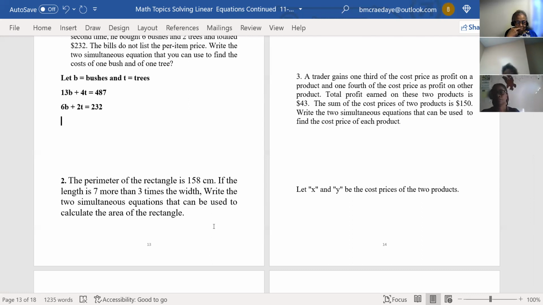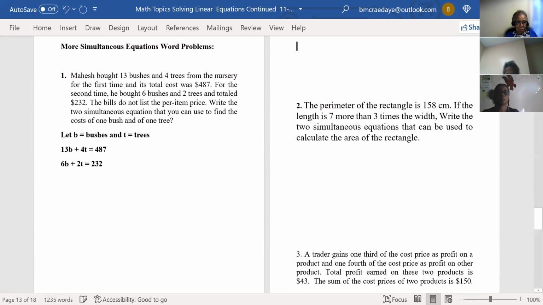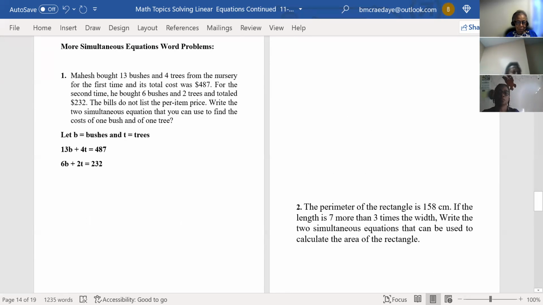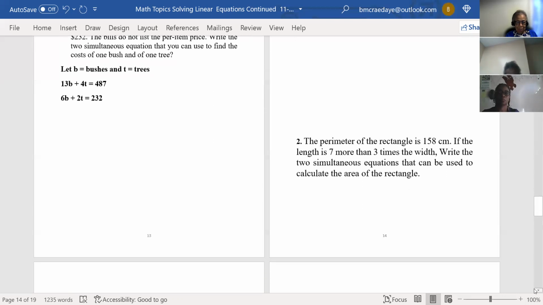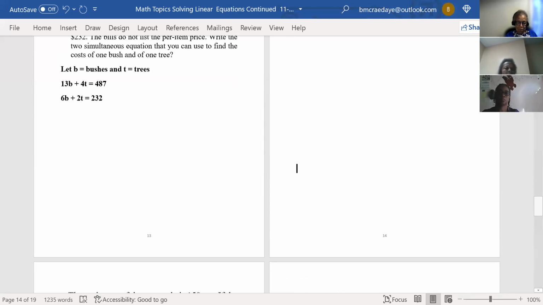Yeah. And you know the perimeter of a rectangle formula is what, Maureen? 2 length plus 2 width. Okay. So I want you to give me those equations. Bring it down here. Give me the 2 simultaneous equations. Let's bring it over here.